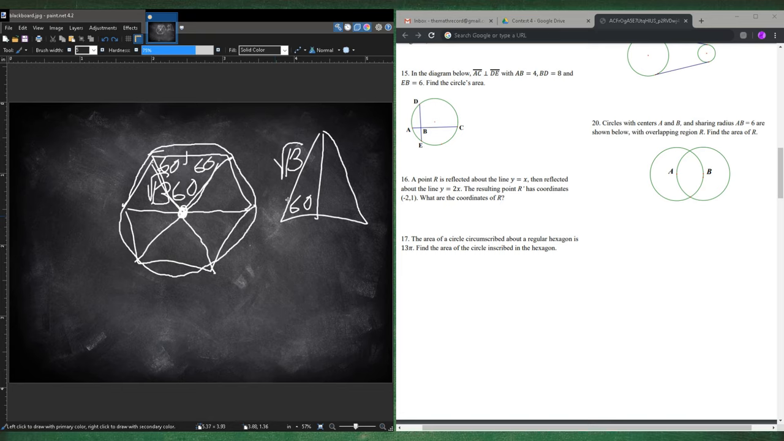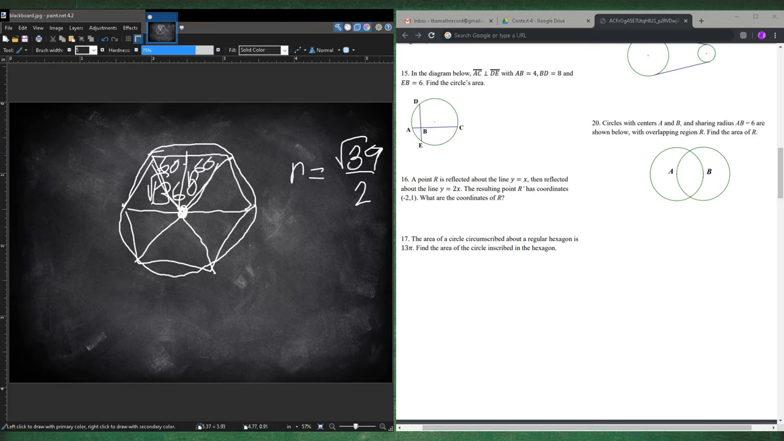If you know your 30, 60, 90 degree triangle, then the side opposite 60 degrees is 1 half of square root 3 times the hypotenuse, which is square root 13. So the height is just square root 39 over 2. So the radius right here is equal to square root 39 over 2.